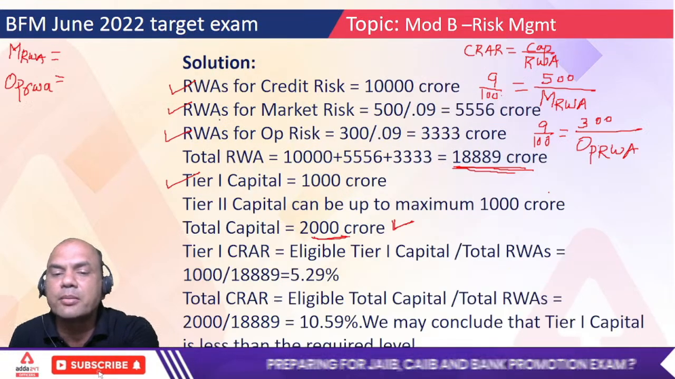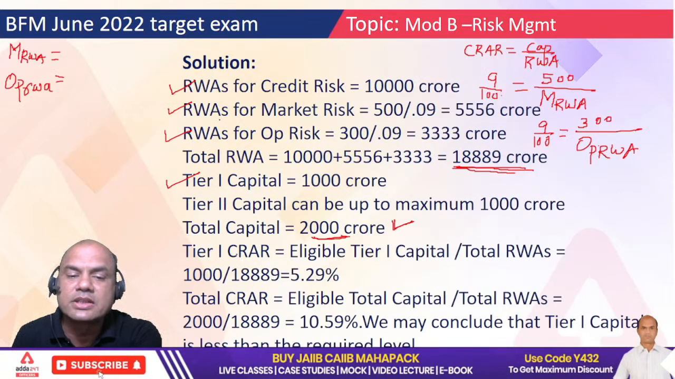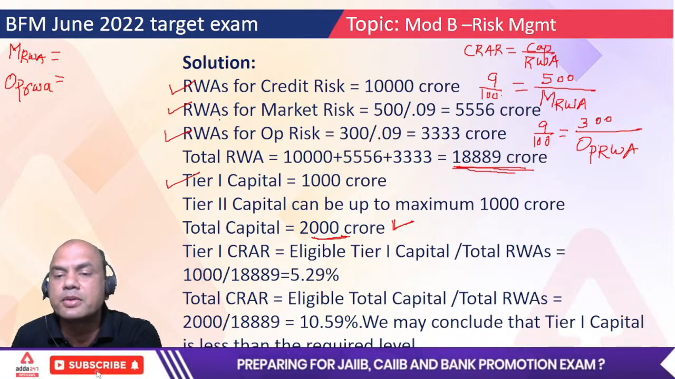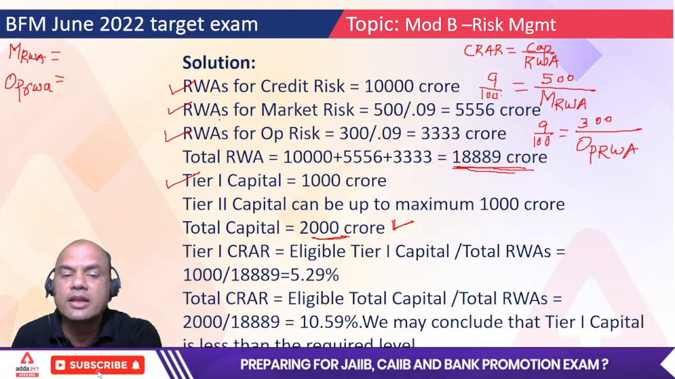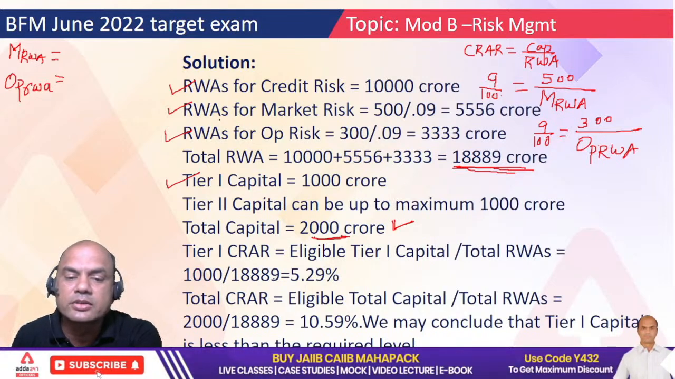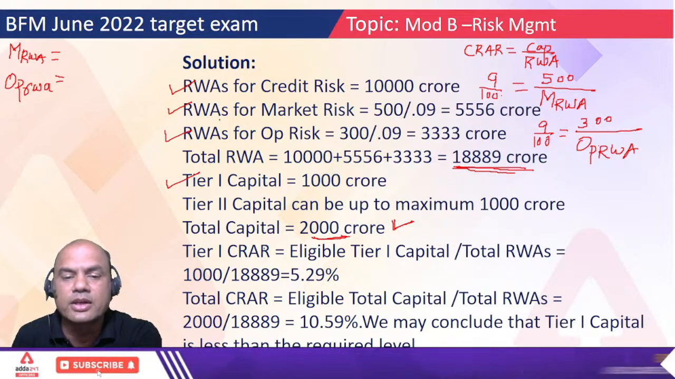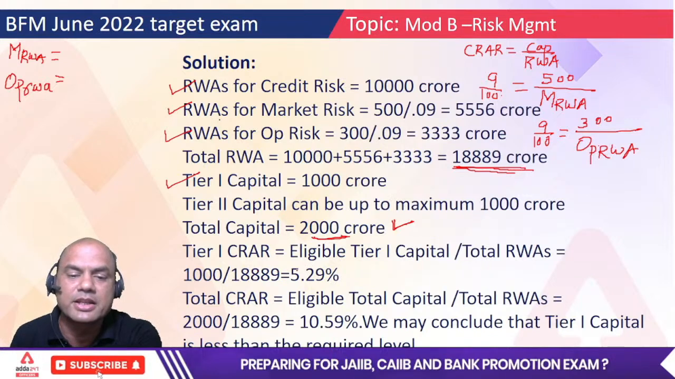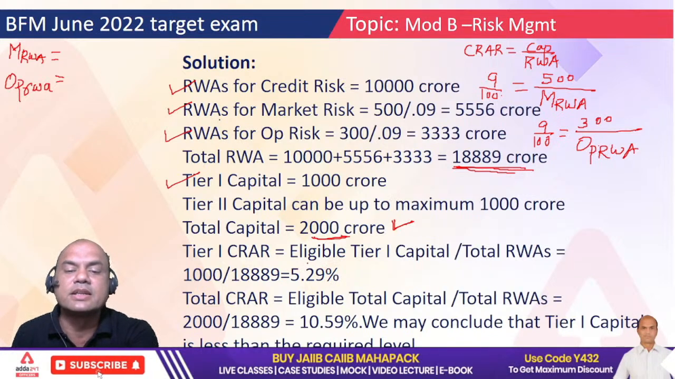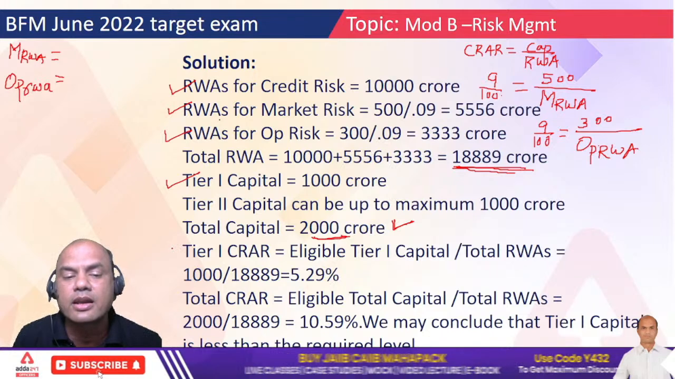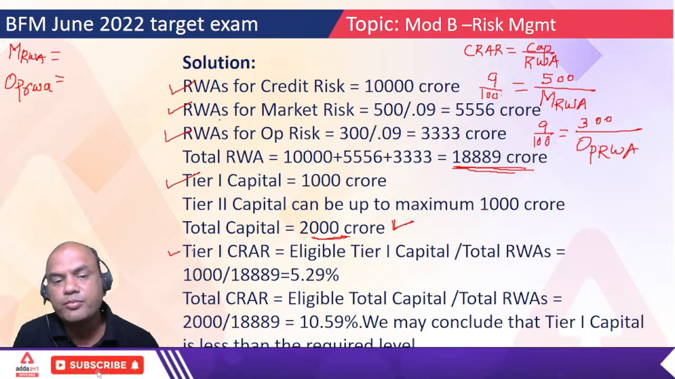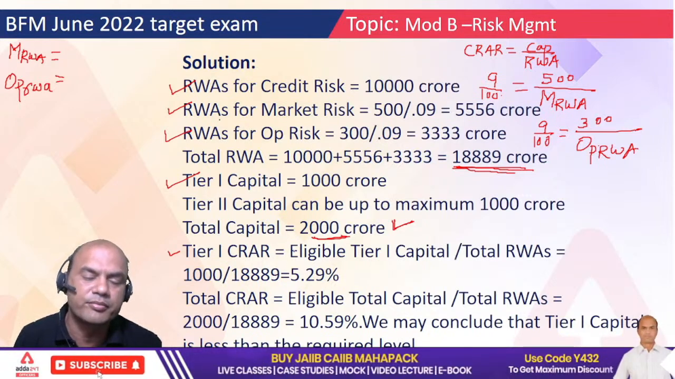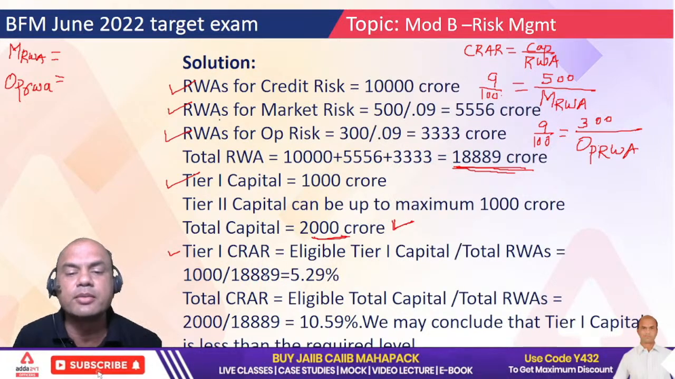So what is tier 1 capital? Tier 1 capital equals 1000 crores upon total RWA. Total RWA is the same, 18,889. So 1000 upon 18,889, of course into 100, because whenever you find CRAR, you have to find it as a percentage. So multiply this by 100. Then you will get this answer. How many of you are getting this answer? You try it yourself. Everyone should try this: 1000 upon 18,889 into 100.